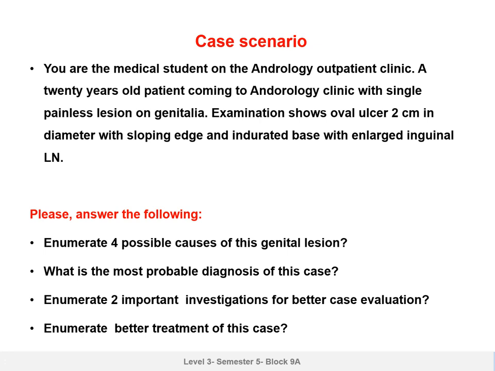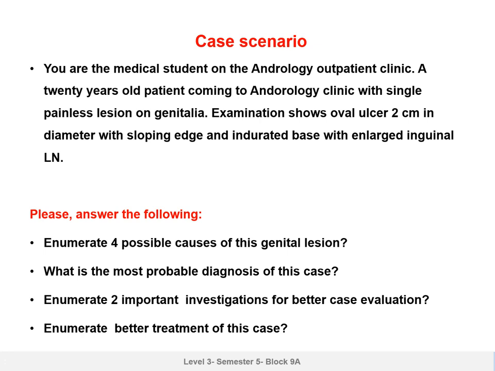And lastly, there is a case scenario. You are a medical student in the andrology outpatient clinic. A 20-year-old patient comes to the andrology clinic with a single painless lesion on the genitalia. Examination shows an oval ulcer 2 cm in diameter with sloping edge and indurated base with enlarged inguinal lymph nodes. Enumerate 4 possible causes of this genital lesion. What is the most probable diagnosis of this case? Two important investigations and the best treatment of this case.